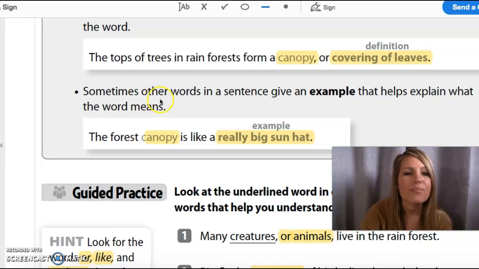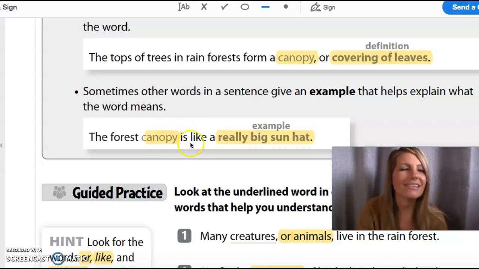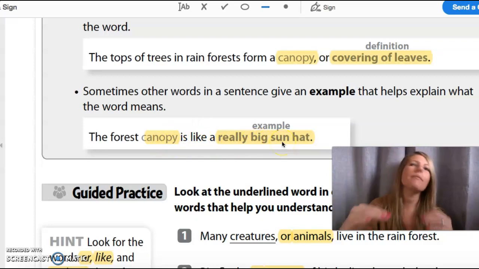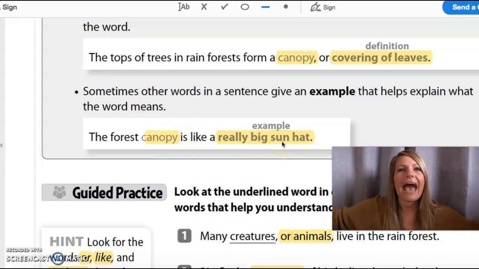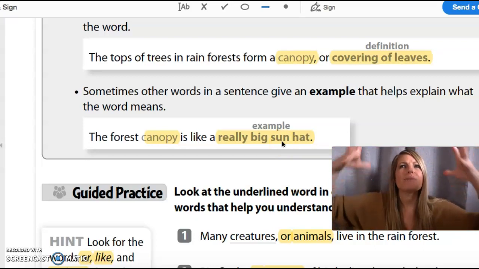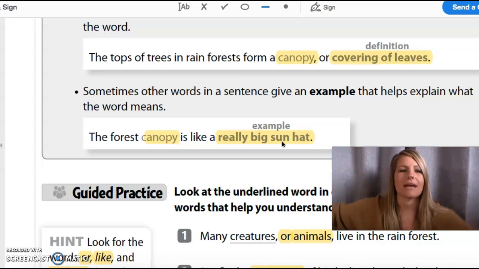For example, the forest canopy is like a really big sun hat. I'm not sure what the word canopy is. Canopy is like a really big sun hat. So what I can do is look for clues that might tell me what a canopy is. I see it's saying that a canopy is like a really big sun hat. So I'm imagining a really big hat to block out the sun. So a canopy, a forest canopy, must be something really big that blocks out the sun.